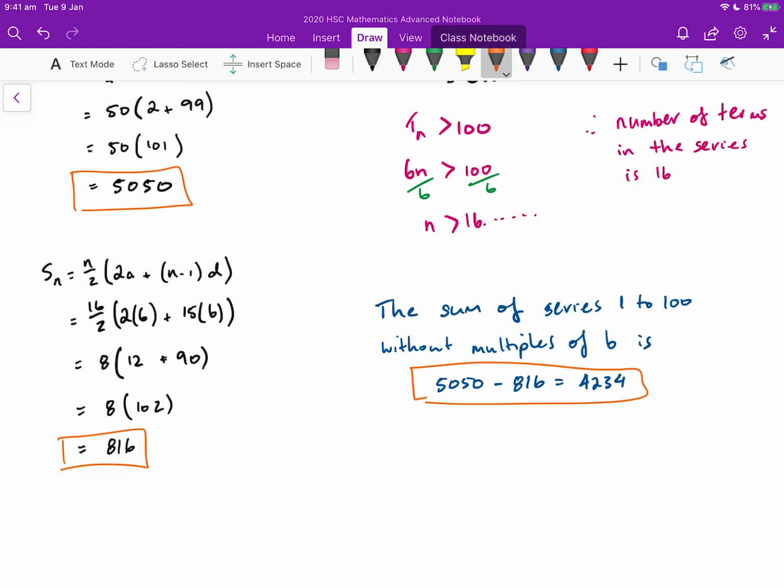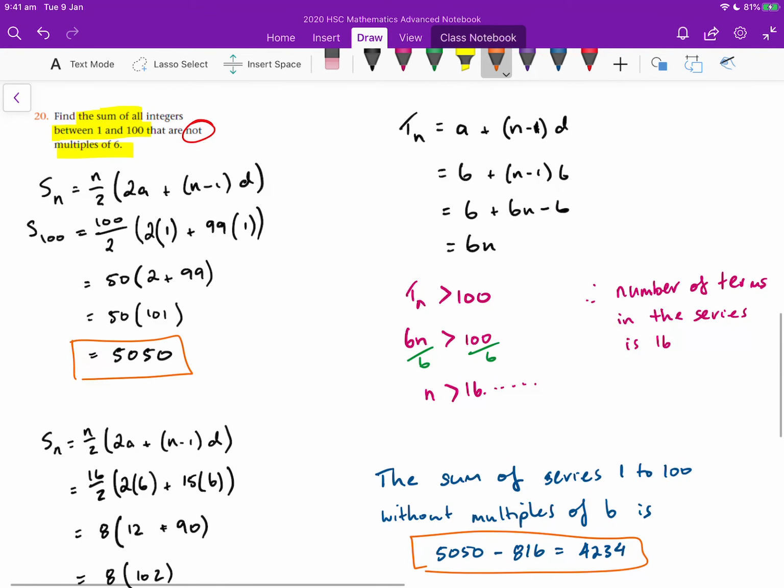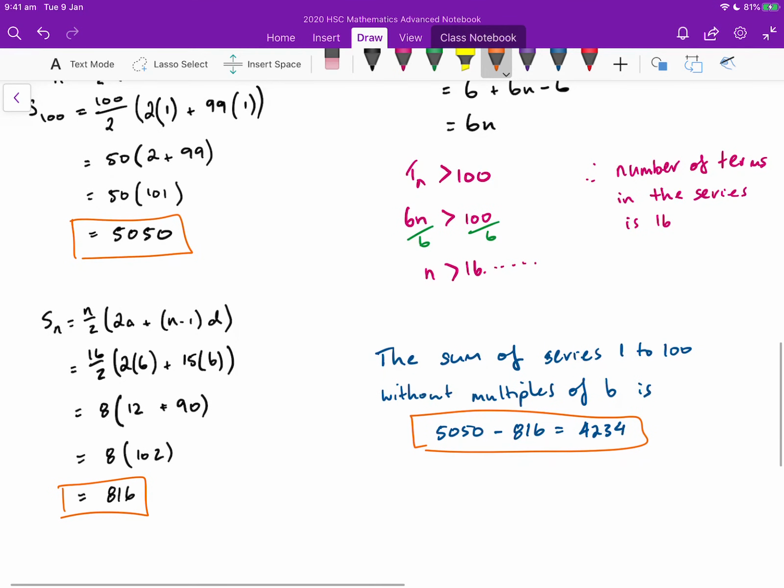So that is the sum from the question that we needed, the sum of all the integers between 1 and 100 that are not multiples of 6. All we did there was find 1 to 100 inclusive, just all of those numbers, found the multiples of 6, took the multiples of 6 away from the whole series, and what's left over, without the multiples of 6, is 4,234. Hopefully this has assisted you in this type of problem, and we'll catch you in the next video.